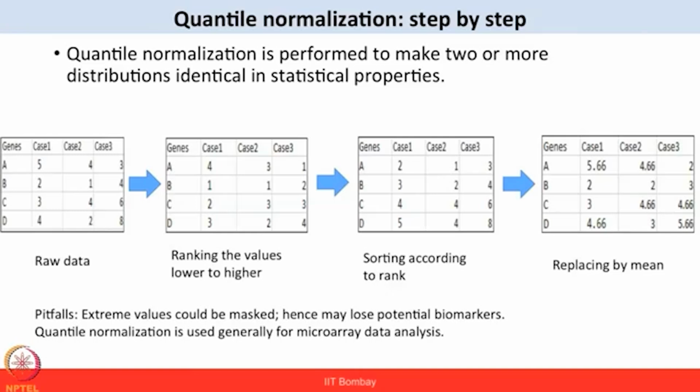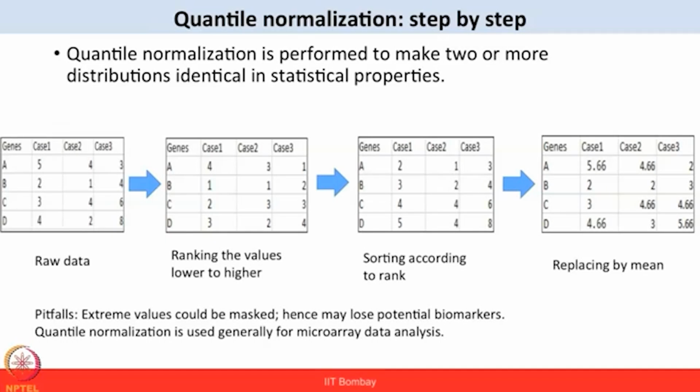The values are filled arbitrarily, and here I am going to take you through the steps in quantile normalization step by step. So from the raw data, the first task is to rank the values from lower to higher. As you can see in the ranking of the values from lower to higher, in case 1 the value 5 is given a rank 4, that is, it is taking a rank from lower to higher order. The next step is to sort the data according to the rank.